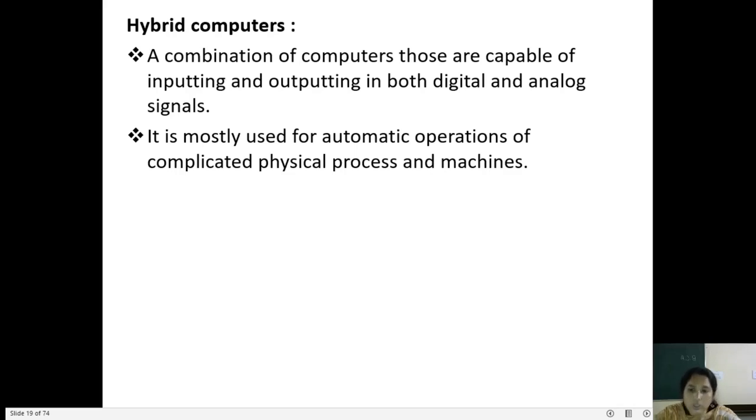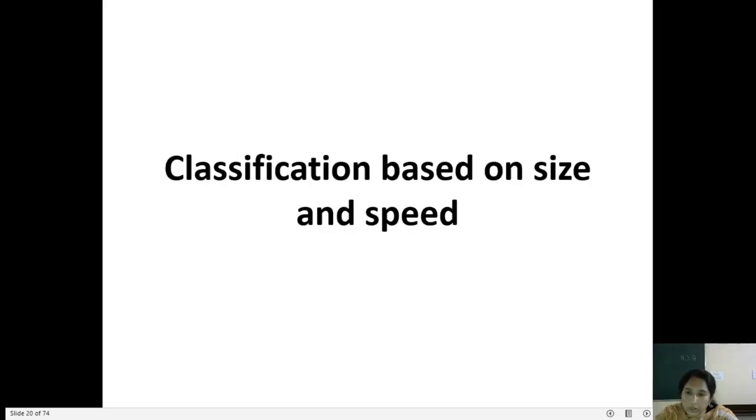there is one machine which is showing the pulse rate as well as the temperature of a human being, and there is also one machine which is showing the variation of the pulse rate in the manner of signals. So those types of machines which work on the concept of both analog as well as digital combination, those computers we call hybrid computers, and they are used for automatic operation, and are a little bit complicated when compared to physical processes and machines.